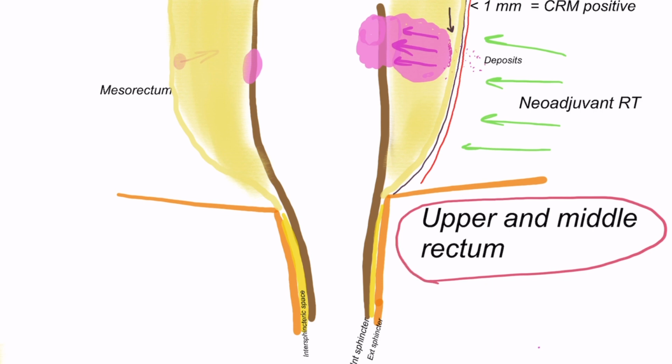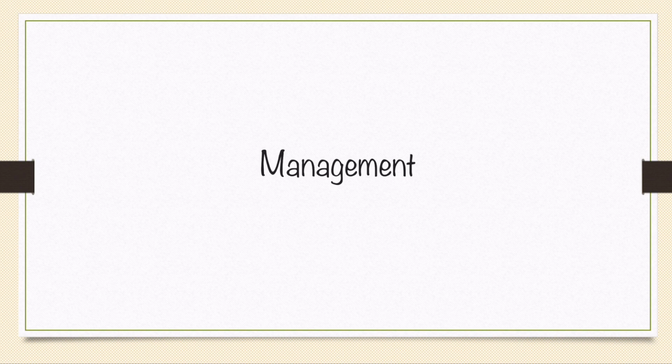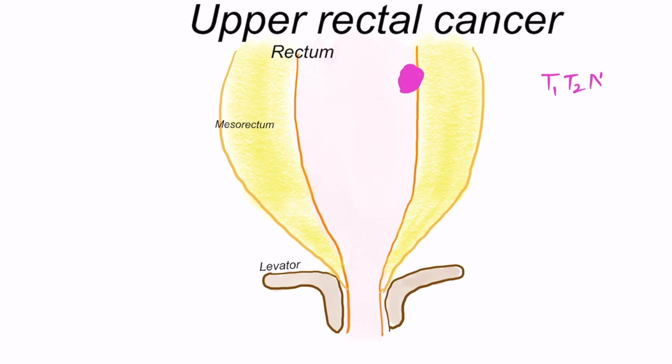This dictum of primary surgery or surgery after neoadjuvant is applicable in upper and middle rectum. In lower rectum, other issues are also important in deciding neoadjuvant treatment, like sphincter preservation. This is discussed later in this video. In management of upper rectal cancer, in early stage such as T1, T2, N0, surgery is primary treatment.